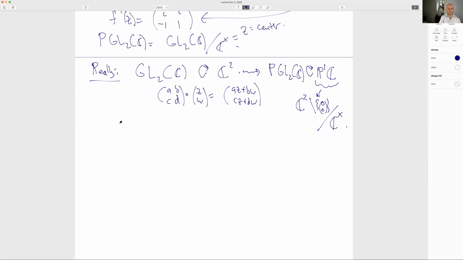In other words, [Z, W] in P1C, I should really put brackets here, is equivalent to [lambda Z, lambda W] for any non-zero complex number lambda. That's the equivalence relation.